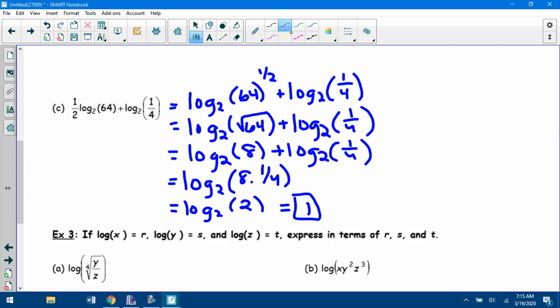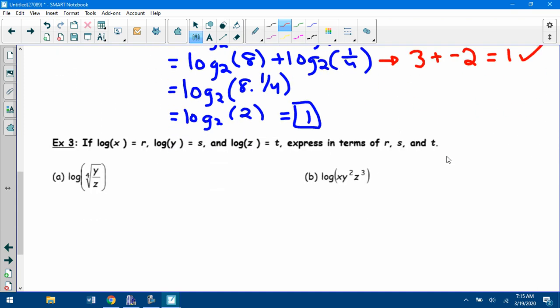Okay. Now notice you could have gotten that from this step. What's log base 2 of 8? That's 3. What's log base 2 of 1/4? If it was just 4, it'd be squared. So this is 1/4, that's negative 2. 3 minus 2, 1. Check. Same thing we got at the end.